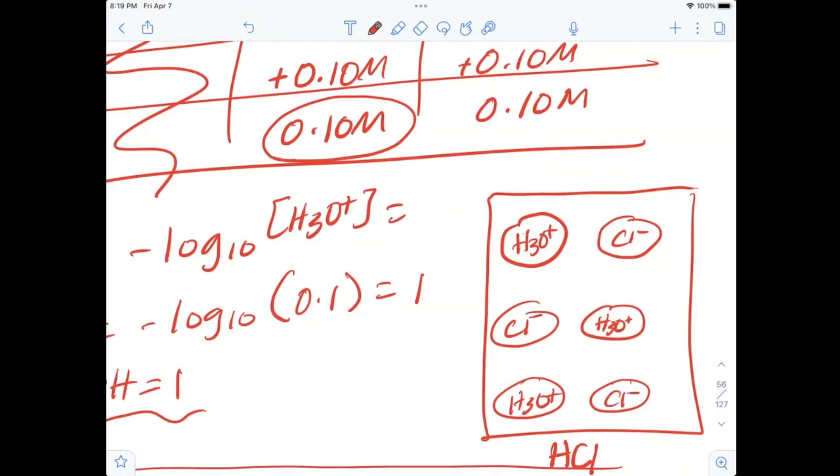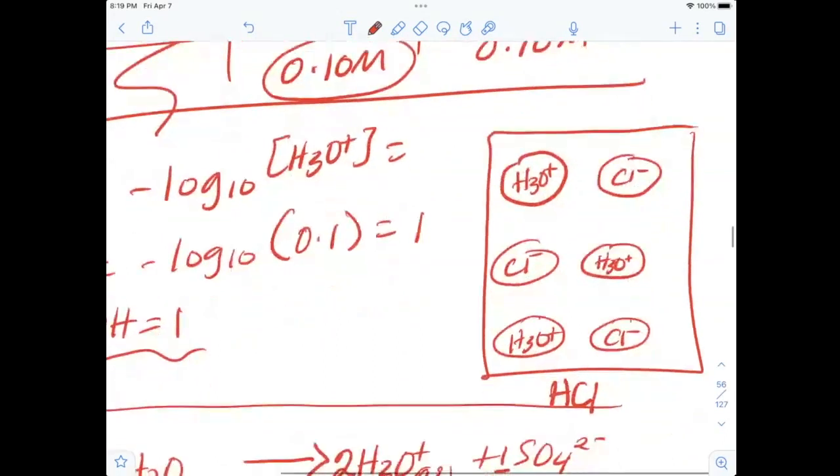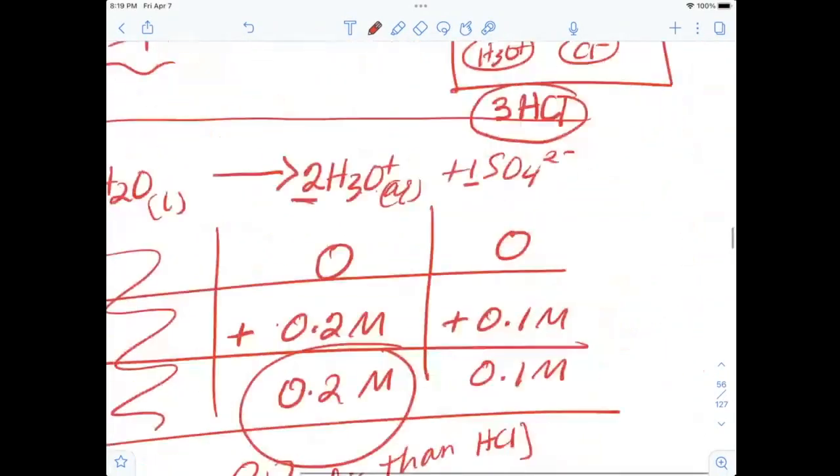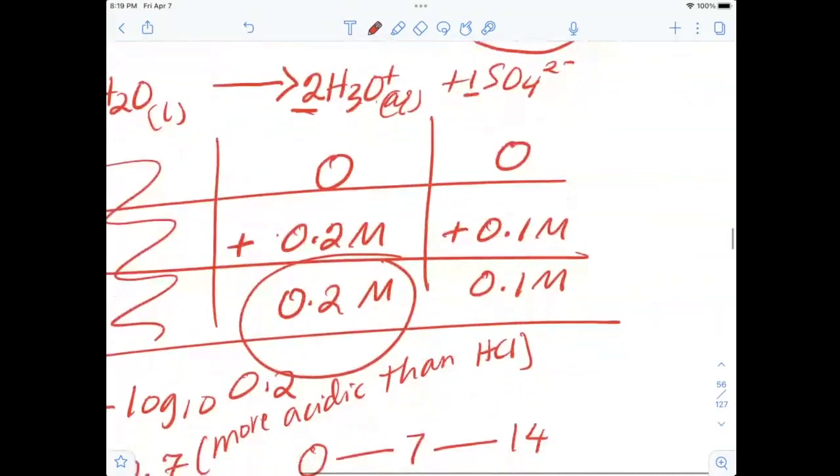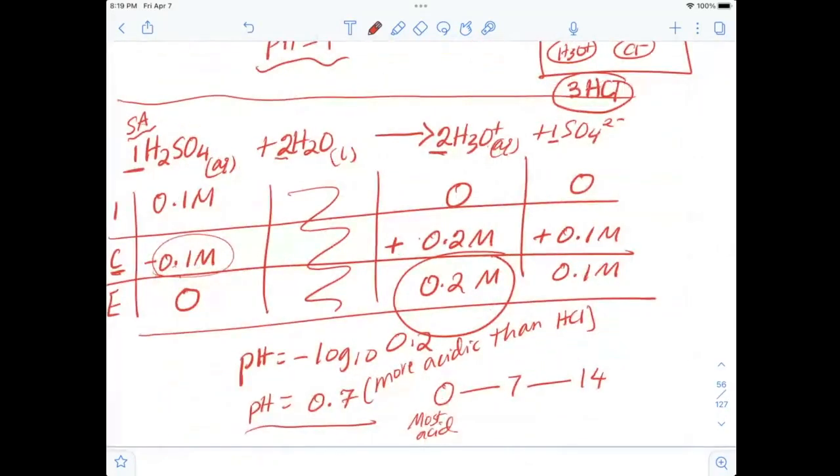Okay? So I said I'm going to draw three, so that's what it looks like. So this means I just added three amounts of HCl. If I do the same, but I add three amounts of H2SO4, do I have room?